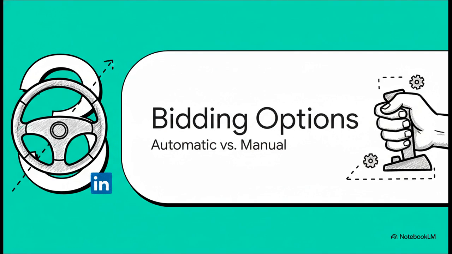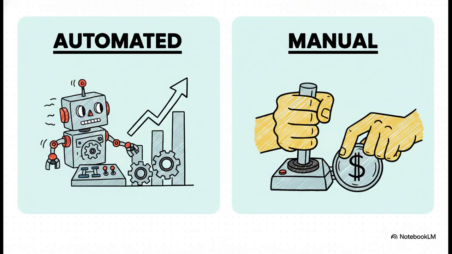Now we're getting to the most important part. When it comes to bidding, you've got two main paths you can take. You can either hand the steering wheel over to LinkedIn, or you can keep full control yourself. We're talking about automated versus manual bidding. The choice here is pretty clear-cut.